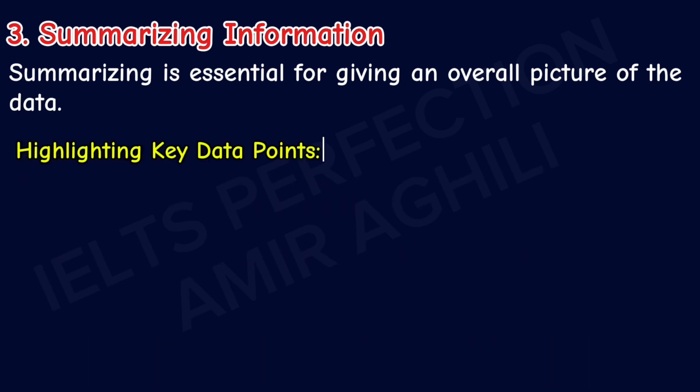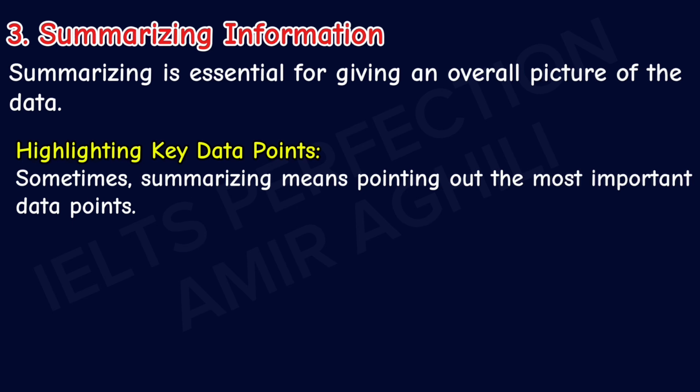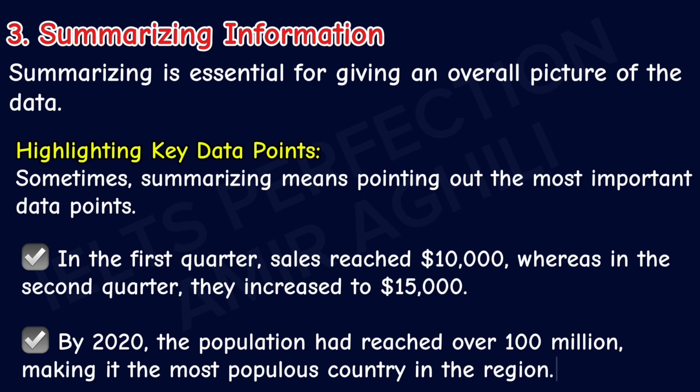The other feature is highlighting key data points. Sometimes summarizing means pointing out the most important data points. In the first quarter, sales reached $10,000, whereas in the second quarter, they increased to $15,000. By 2020, the population had reached over 100 million, making it the most populous country in the region.